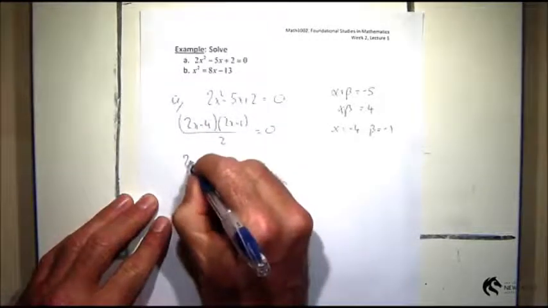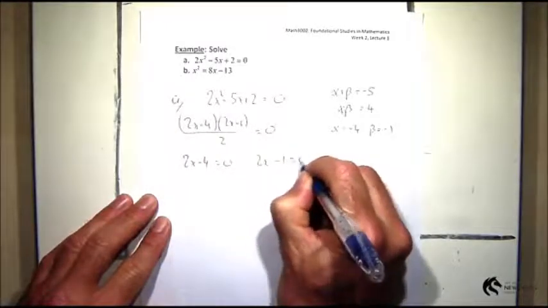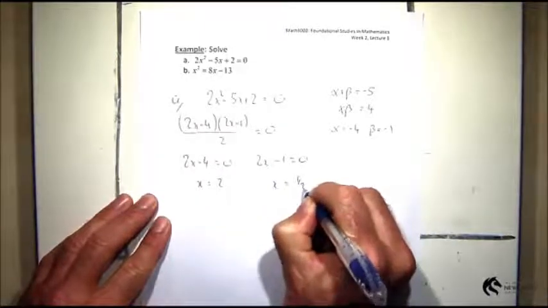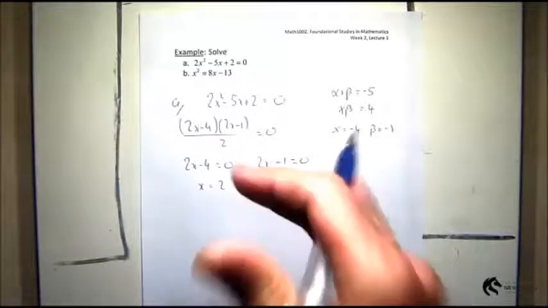And so I have 2x minus 4 is equal to 0, 2x minus 1 is equal to 0. So x is equal to 2, or x is equal to a half. That's how I would do it. You could complete the square if you wanted to, but you're probably better off just going straight along and using the quadratic formula if you didn't want to factorise.